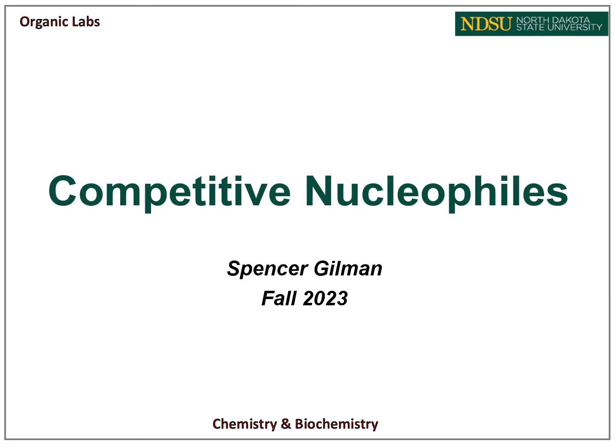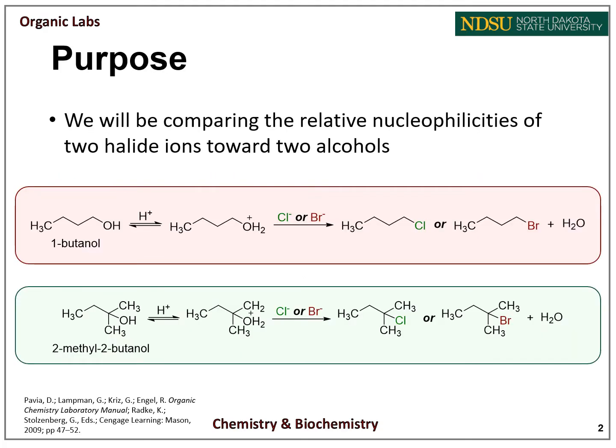This week we will be completing the competitive nucleophiles lab, which can be found on page 47 of your lab manual. In this week's lab, we will be comparing the relative nucleophilicity of two halide ions, a chloride and a bromide ion, with two different alcohols, 1-butanol and 2-methyl-2-butanol. Before we talk more about the lab, we'll first talk about nucleophilic substitution.